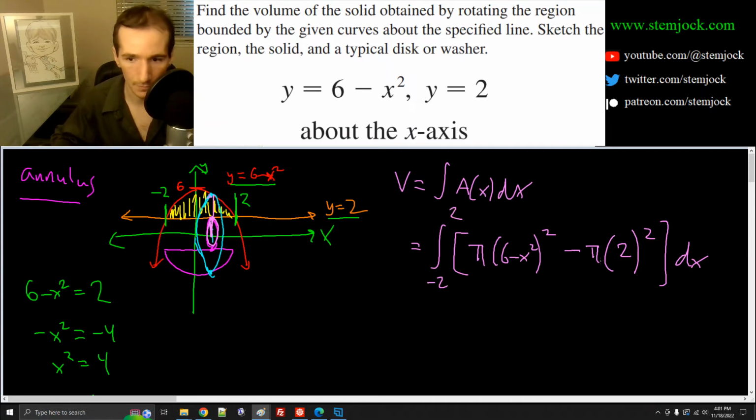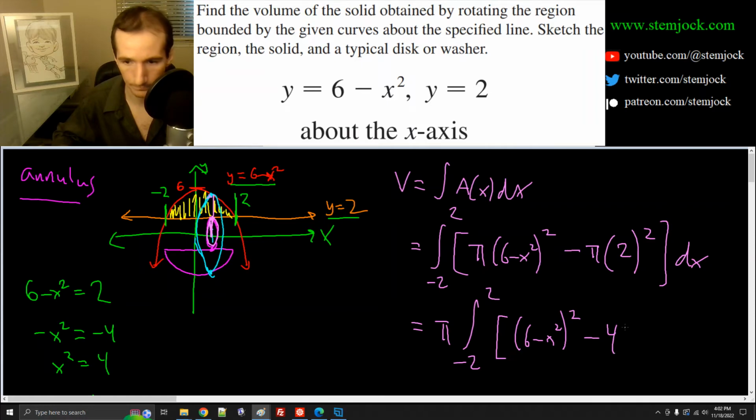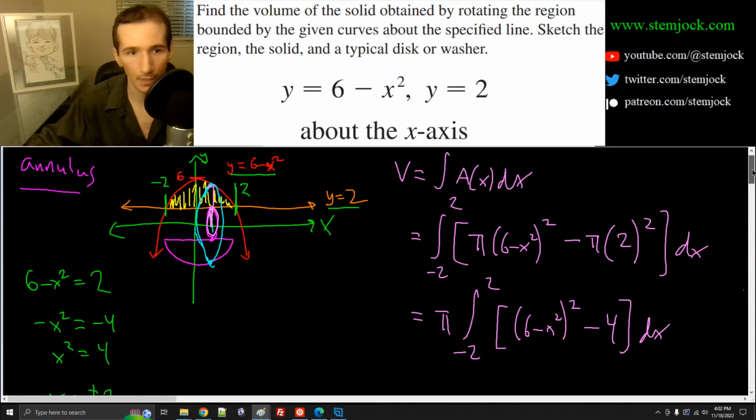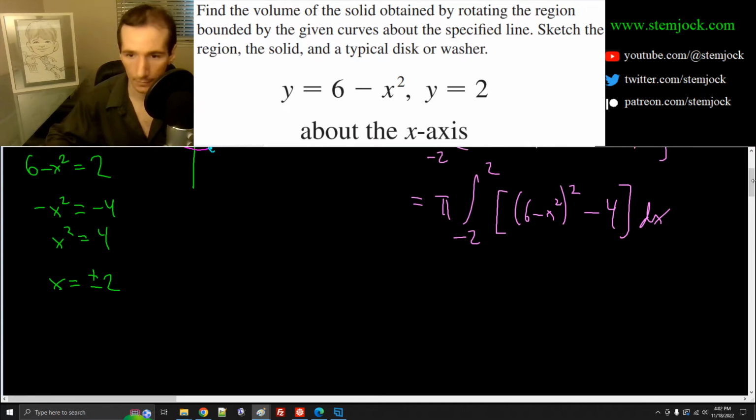All right, so pi is a common factor in both terms. I'm going to factor that out and pull it in front of the integral. So this is going to be pi times the integral from minus 2 to 2 of 6 minus x squared, squared, minus 2 squared, which is 4, dx. So now it's just a matter of calculating the integral. It's just going to be a polynomial, so nothing fancy.